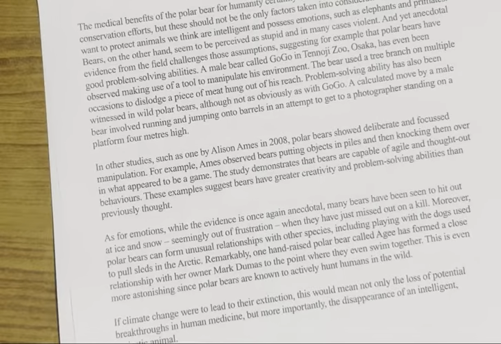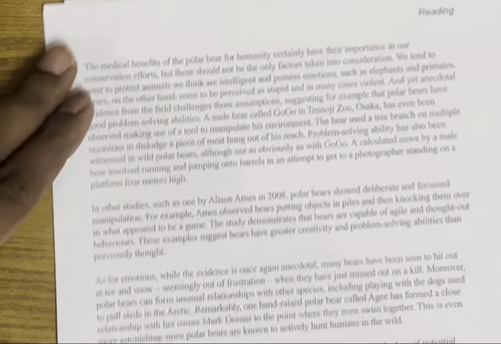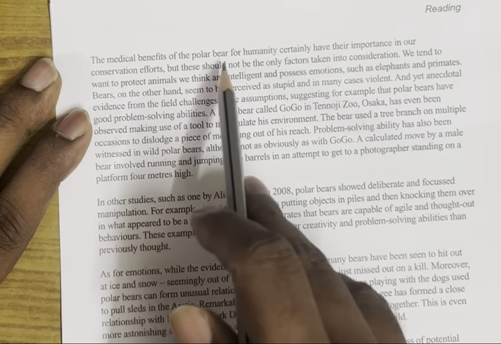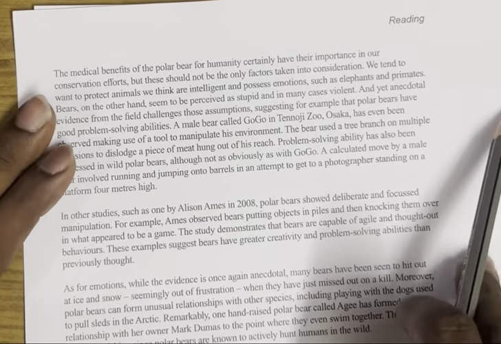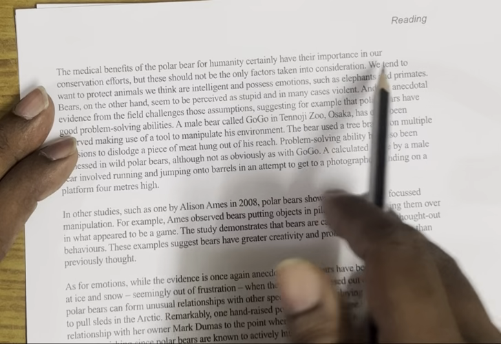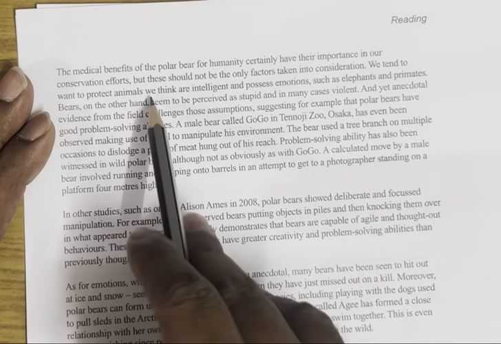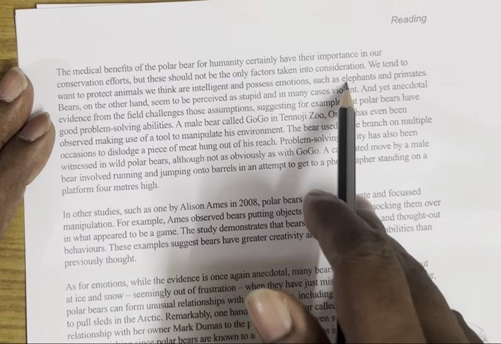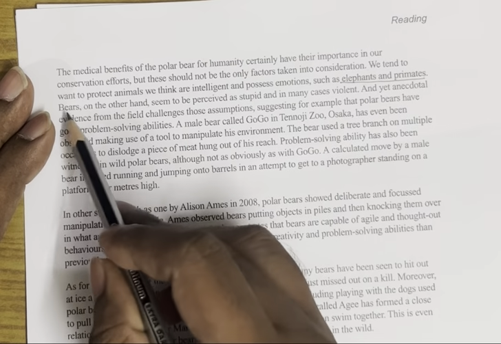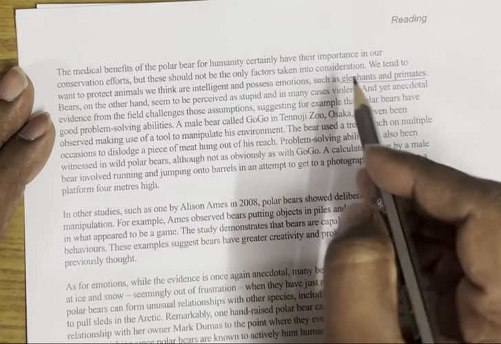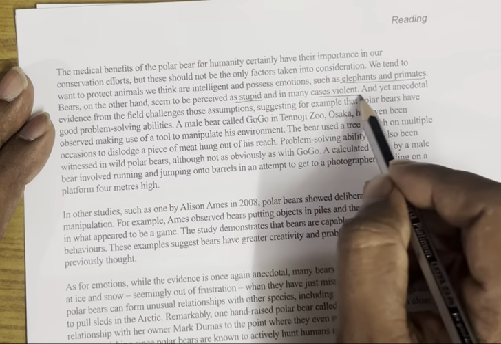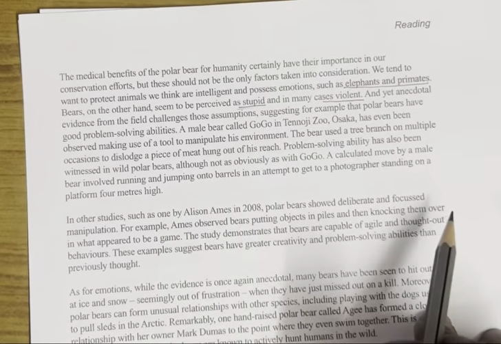Right guys, let's move to the next paragraph, that is this one. The medical benefits of polar bear for humanity certainly have their importance in our conservation efforts. But these should not be the only factors taken into consideration. We tend to want to protect animals we think are intelligent and possess emotions, such as elephants and primates. Bears, on the other hand, seem to be perceived as stupid and in many cases violent. Wow, I think we just got the answer. Stupid means unintelligent. This is just a synonym for unintelligent.